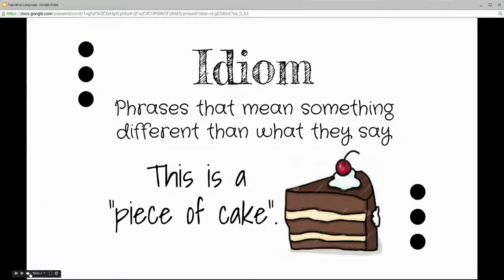Our first example is an idiom. Now, an idiom is just a phrase that means something different than what it says. So in this example, you can see this is a piece of cake. And well, yes, the picture is a piece of cake, but normally this idiom is used to describe things that are super easy. For example, that test was a piece of cake, or this game is a piece of cake. It's something that's really easy, but you don't literally mean you see a piece of cake.